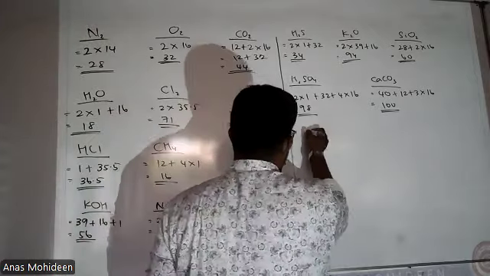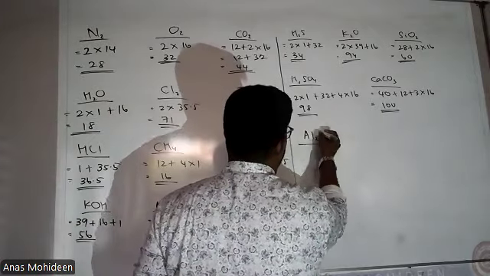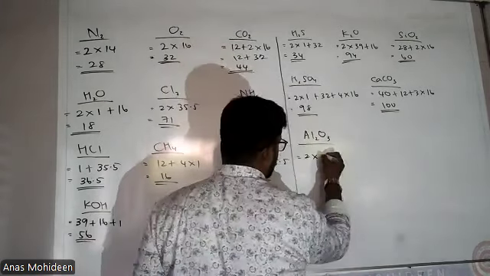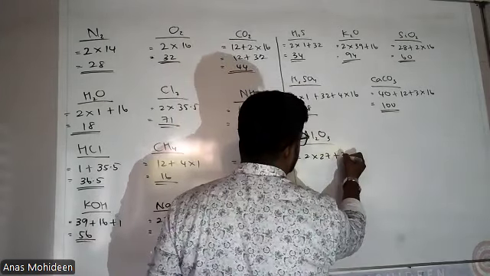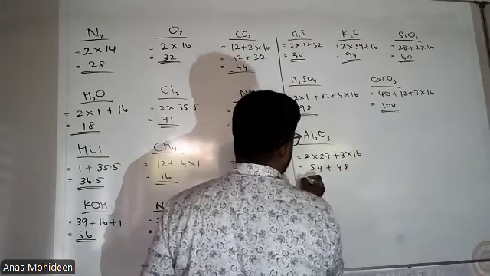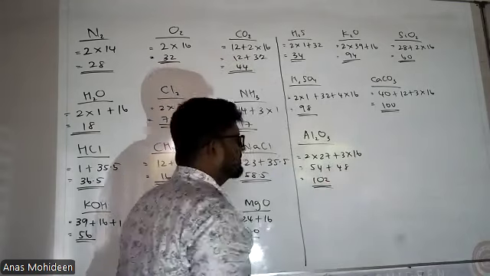Al2O3, right? Al2O3. 2 aluminium. How much is aluminium? 27. 27 plus how much is oxygen? 16. 54 plus 48. How much is it? 102. Right? 102.